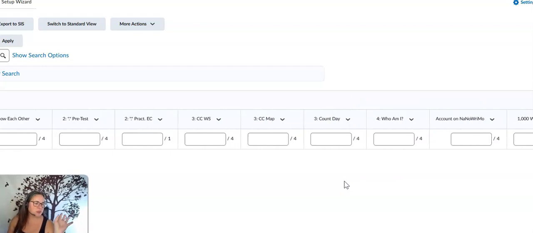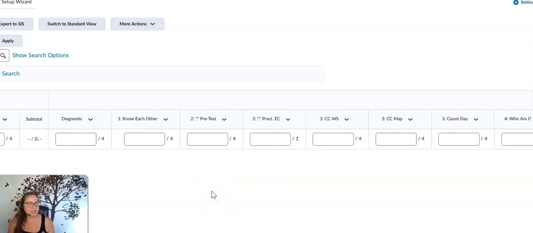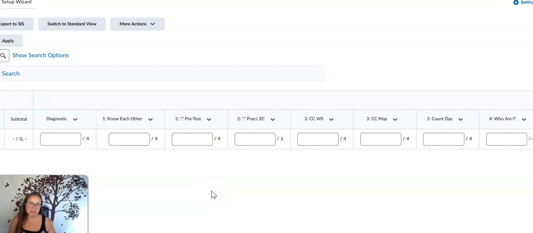So this includes anything not an official assignment, as far as like a writing assignment. We do some things where you're going to do a little story mapping to figure out the assignment, or you might have a pre-test, the diagnostic, all of those kind of things.